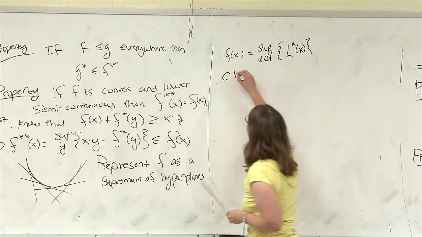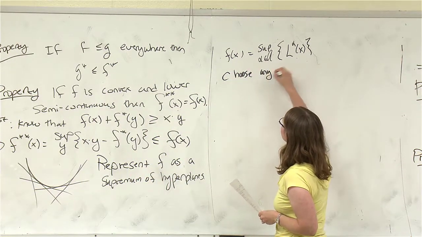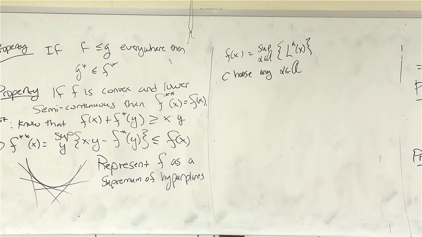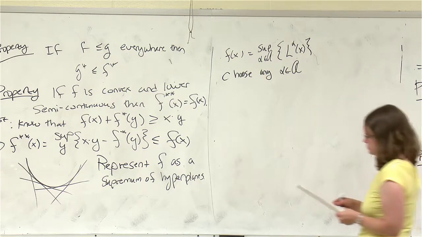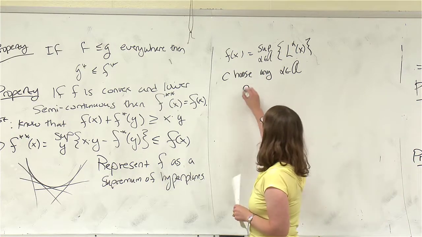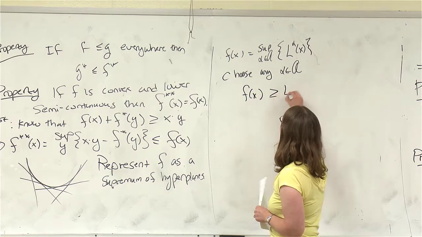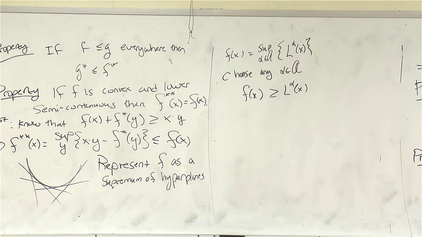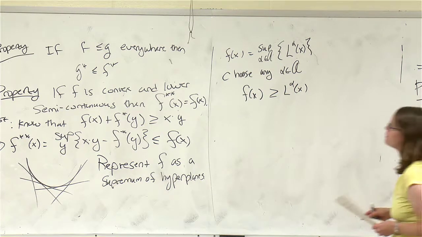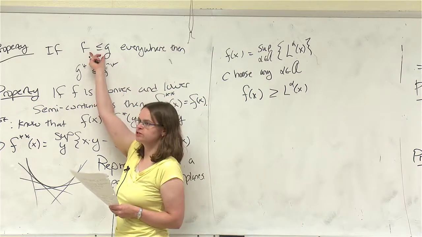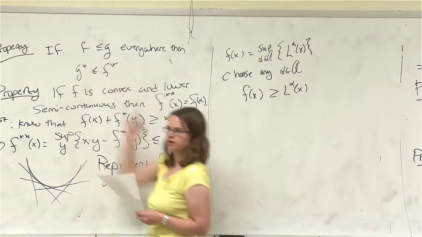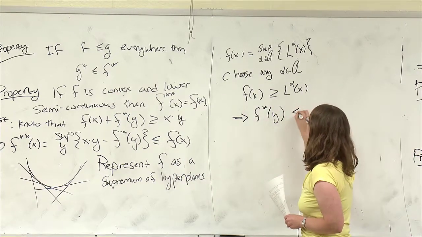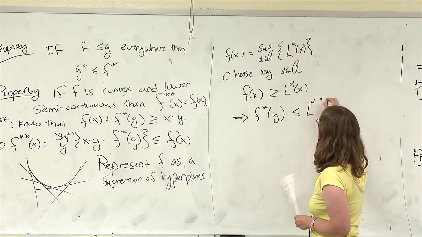Okay, so let's choose any of these allowed alphas. Alpha's just been used to index all of these hyperplanes. And what do we know? We know that f is always above the hyperplane. This is true for all x. So if we have ordering of these two functions, we have ordering when we take Legendre transforms. So we have f star of y is less than or equal to L alpha star.